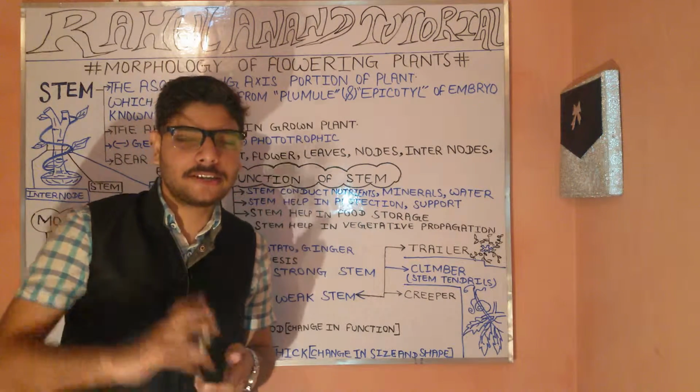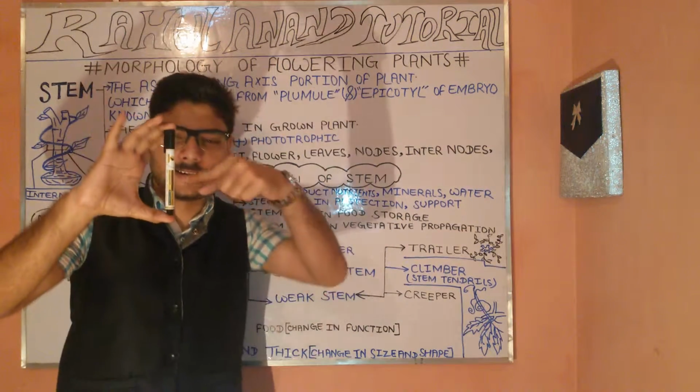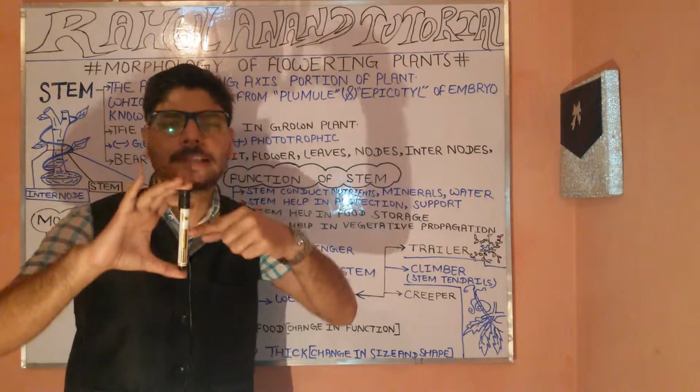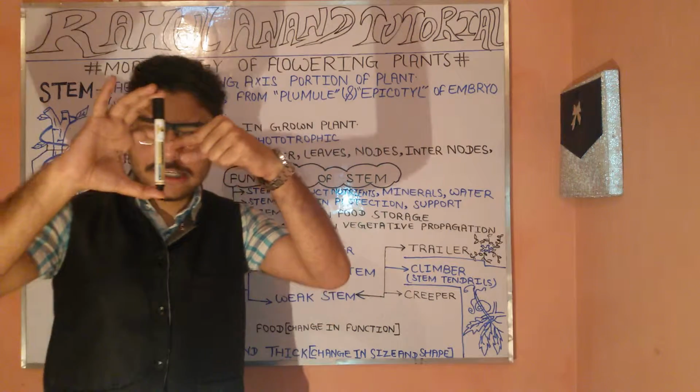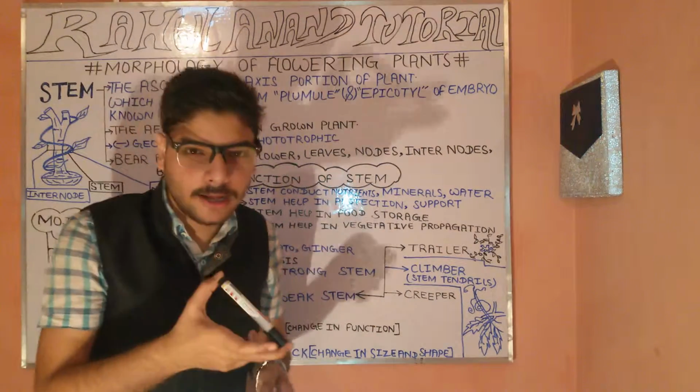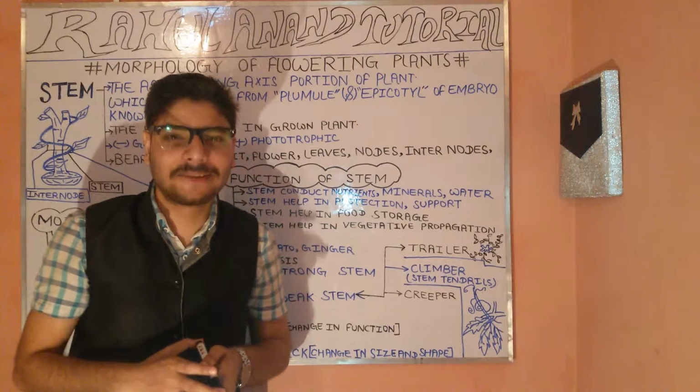Suppose this is our stem, and here is the point from which our leaves originate. These points, where the stem makes contact with the origination of the leaf, will be coming in as what?